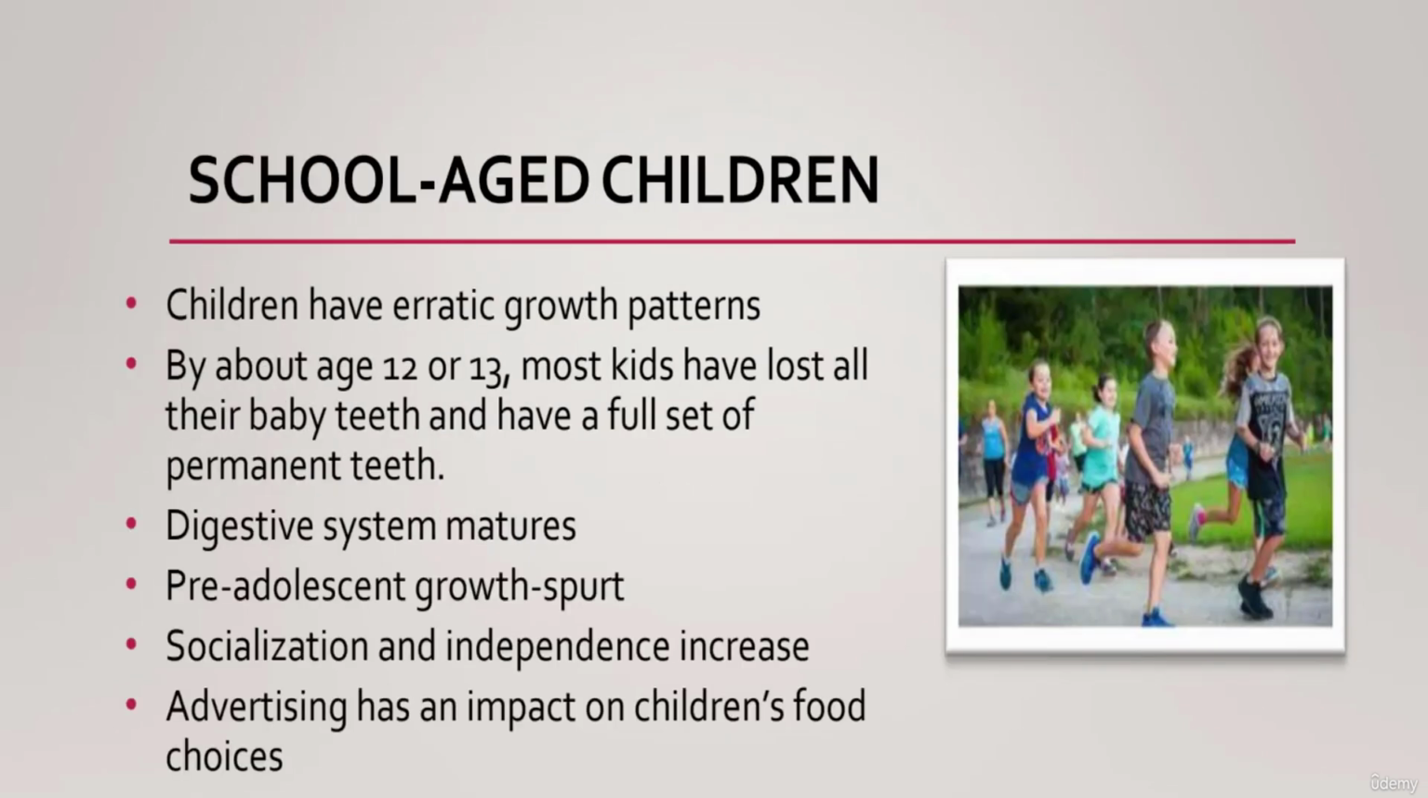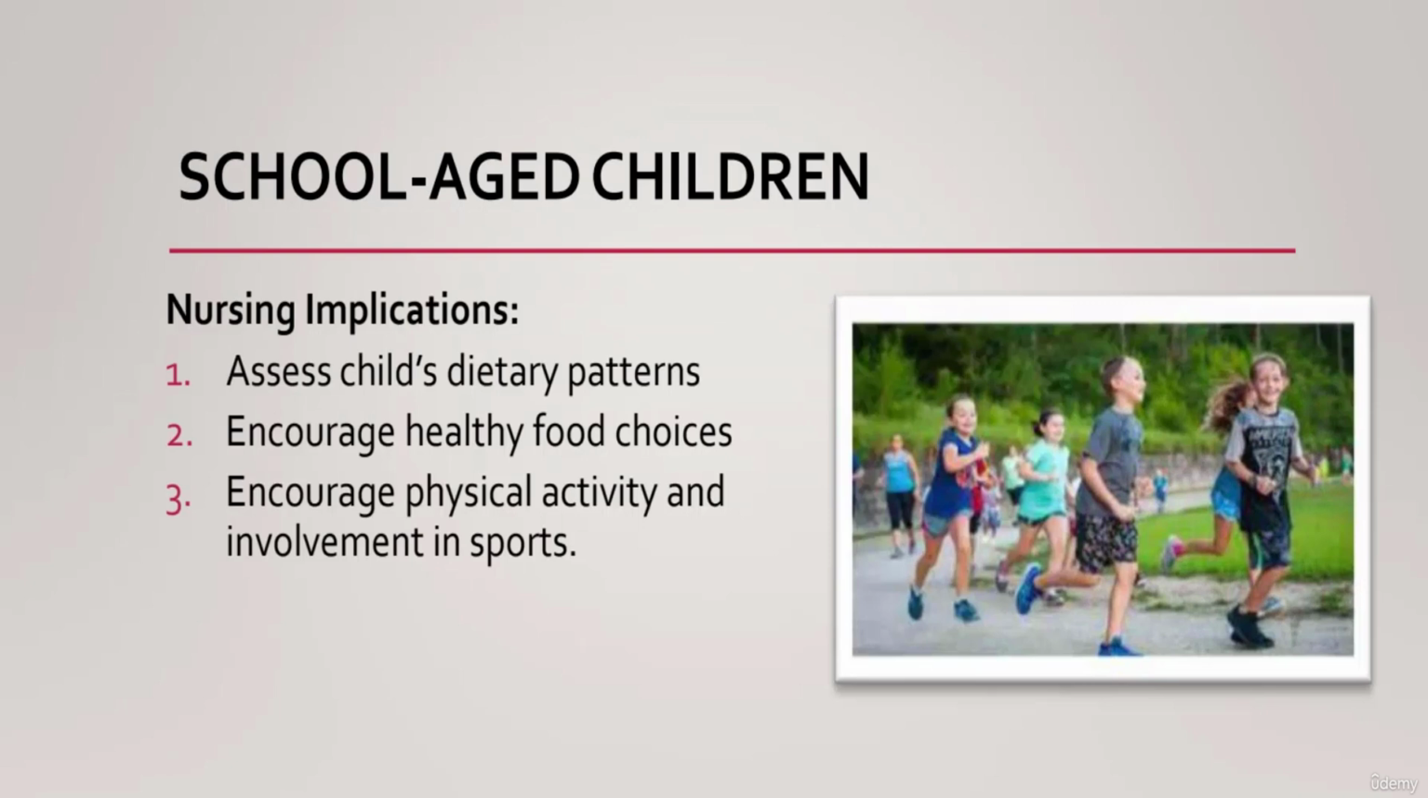School age children. Children have erratic growth patterns by about age 12 or 13. Most kids have lost all their baby teeth and have a full set of permanent teeth. The digestive system matures, there are pre-adolescent growth spurts, and socialization and independence increase. Advertising has an impact on children's food choices as well.